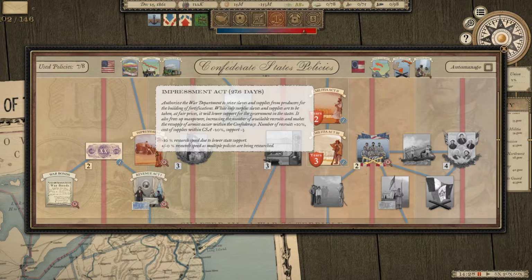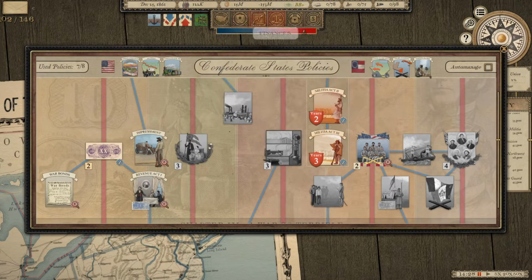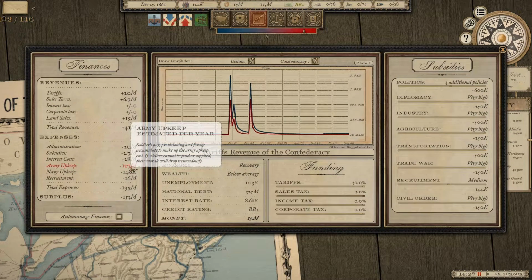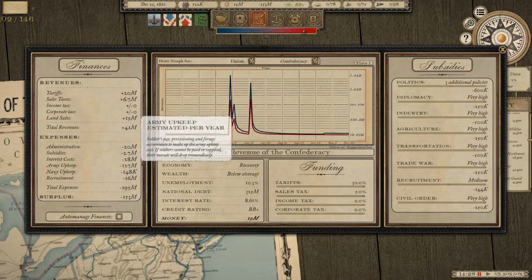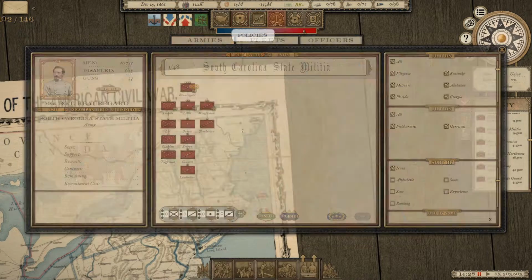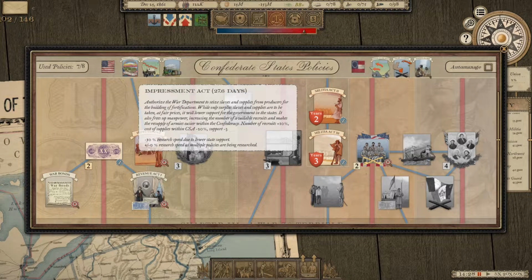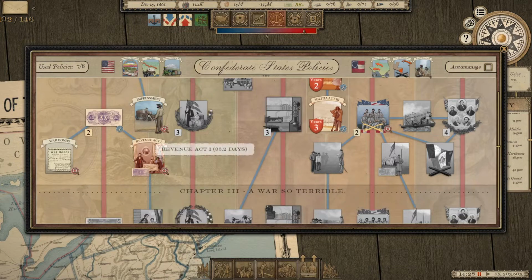Impressment, let's see what you can get. Number of recruits plus 10%, support -3, cost of supplies within CSA -20%. Yeah, the more I look at this and the more I look back to my finances and looking at Army upkeep, maybe it's worth it. At first I was like, I really don't want to see support drop, but if I'm going to max out subsidies on civil unrest, if I can do anything to make Army upkeep cheaper because it's such a massive expense, this one might be worth it.